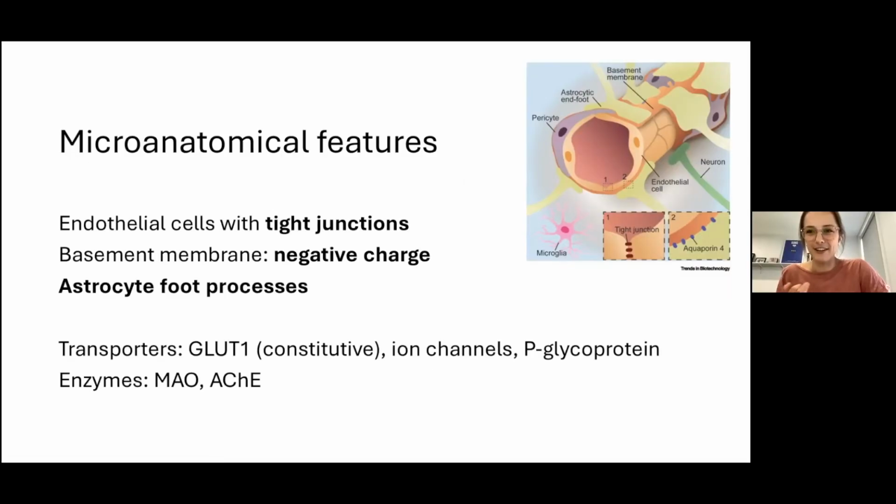So we've got our transporters, like you mentioned, for iron, including our ion channels and our GLUT1, being our constitutive GLUT transporter in the brain. And enzymes are also important things. So we've got MAO and acetylcholinesterase, which are important because we don't want circulating neurotransmitters getting into the brain and causing havoc. Like if circulating noradrenaline gets into the brain, that's going to cause all kinds of troubles. So that's why there's MAO.